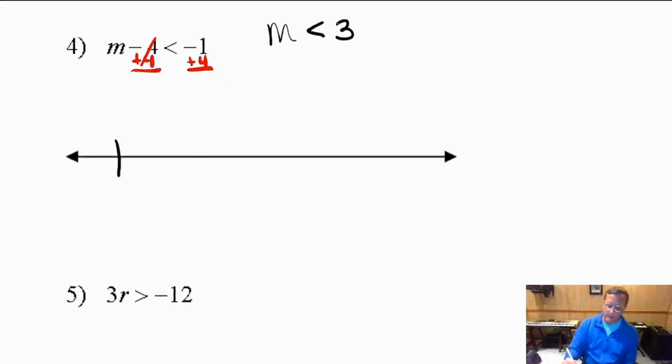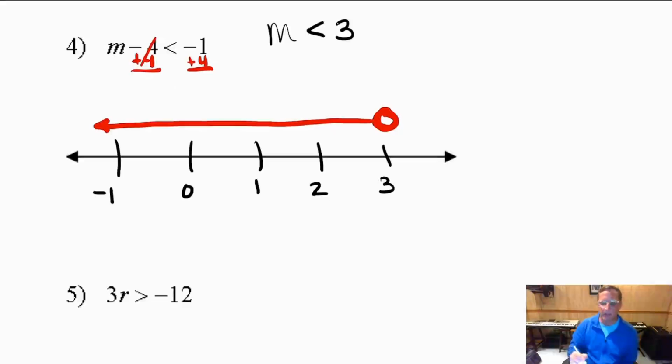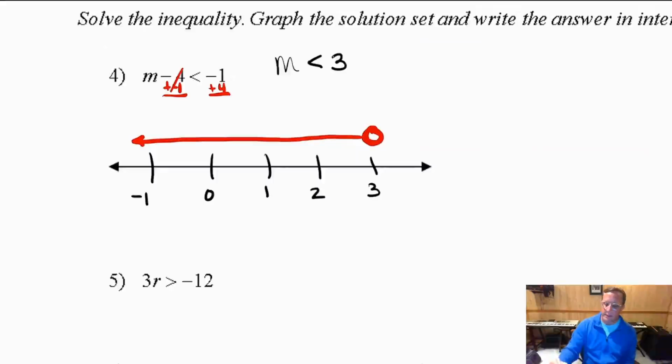And the graph of it is going to be an open point because it's just less than, and the vector is pointing left because we're talking about all numbers less than 3. The set notation, let's do that first. The set notation is going to be M is all numbers such that M is less than 3.